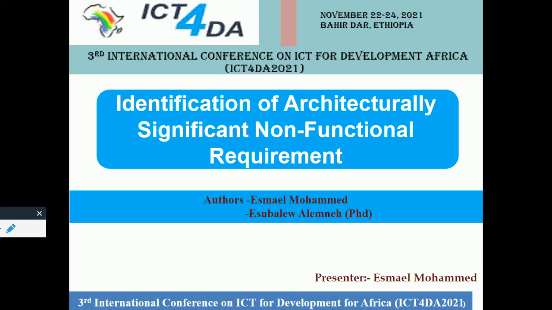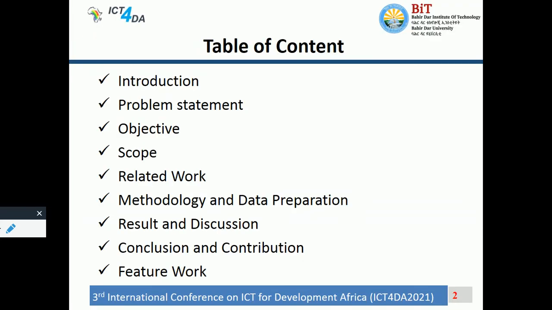My paper is on the identification of architecturally significant non-functional requirements, with two authors: me, Ismail Mohammed, and Dr. Subhano Alamna from Baghdad University. So let us start. Here is the table of contents that I will touch on in this presentation: the introduction, problem statement, and so on until future works.